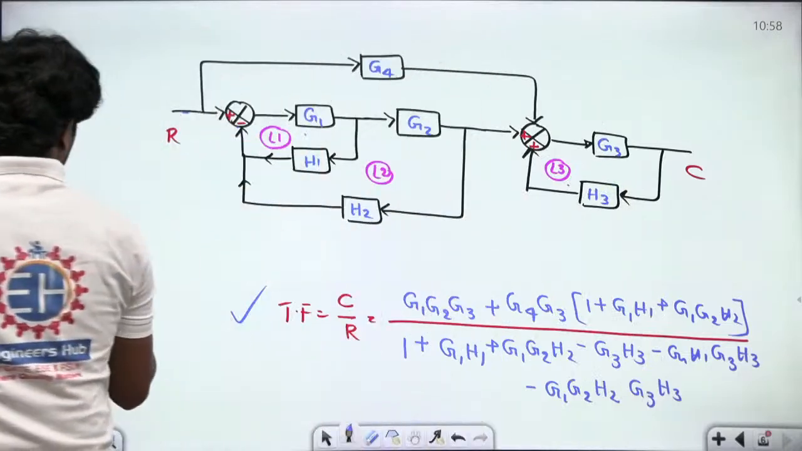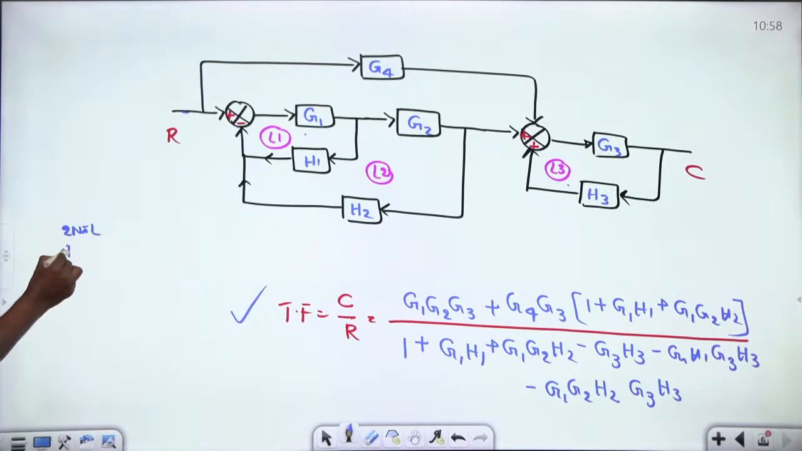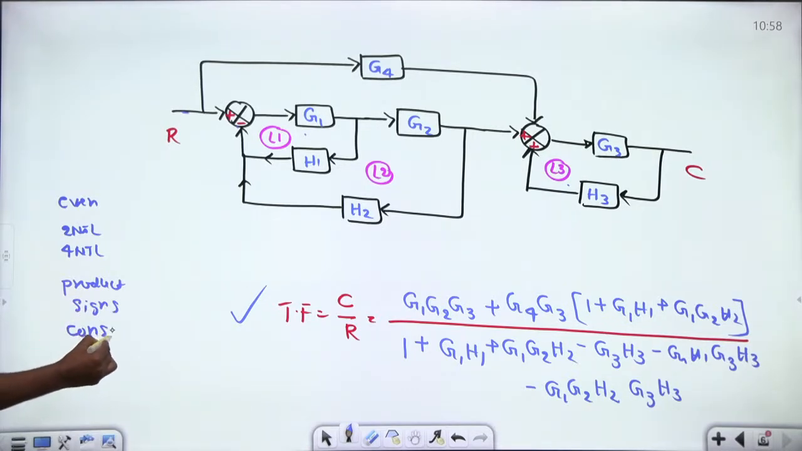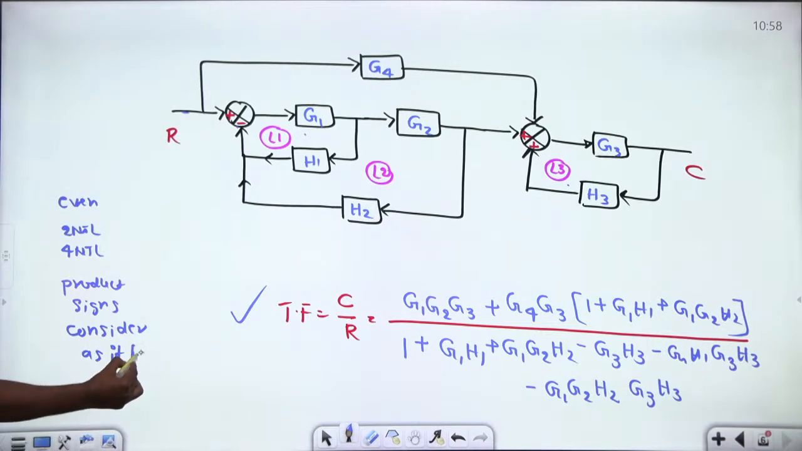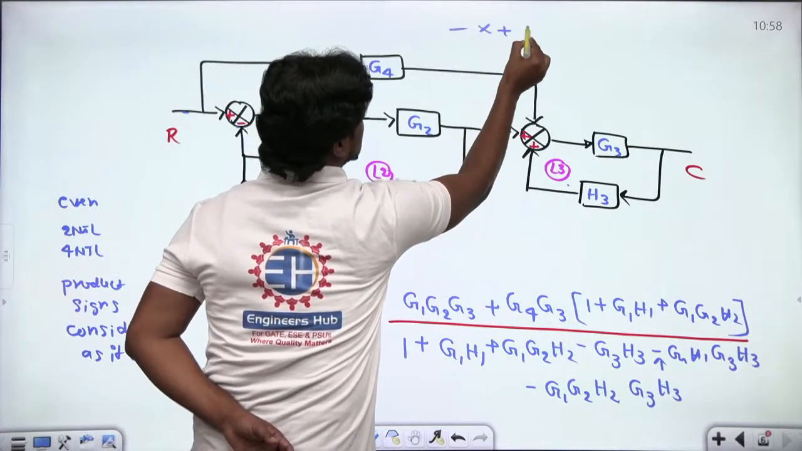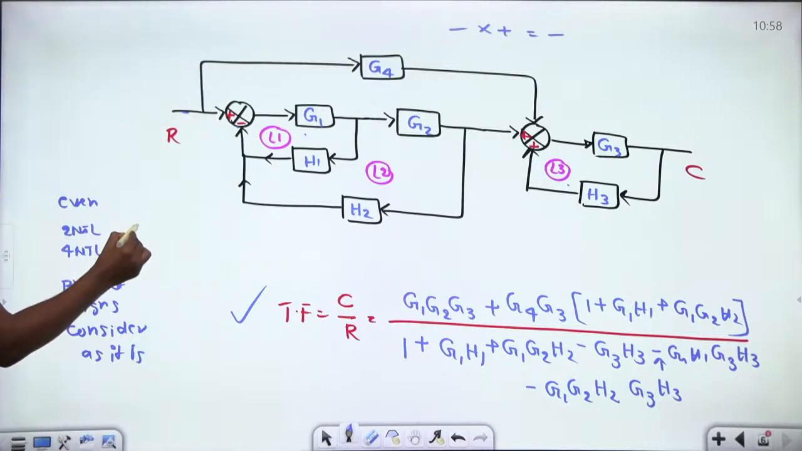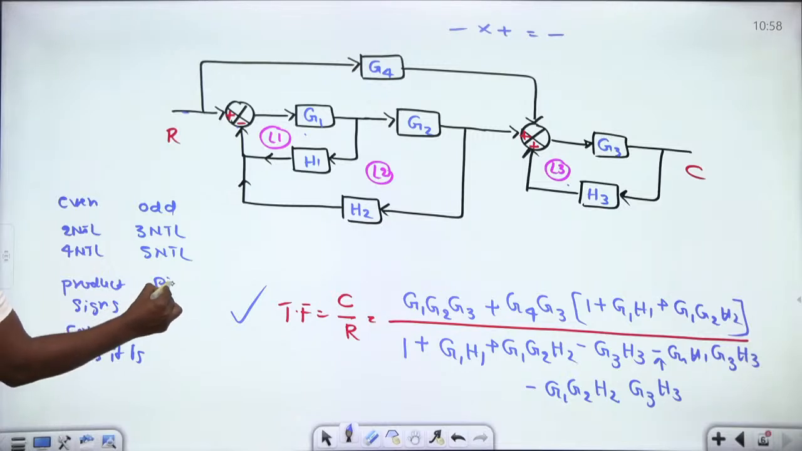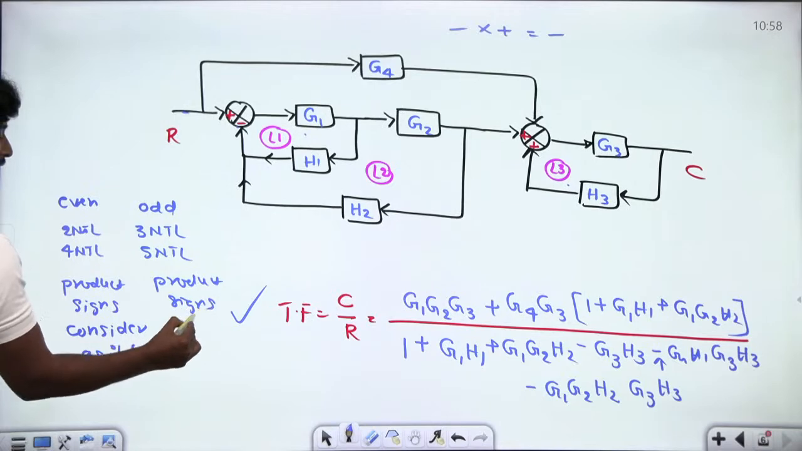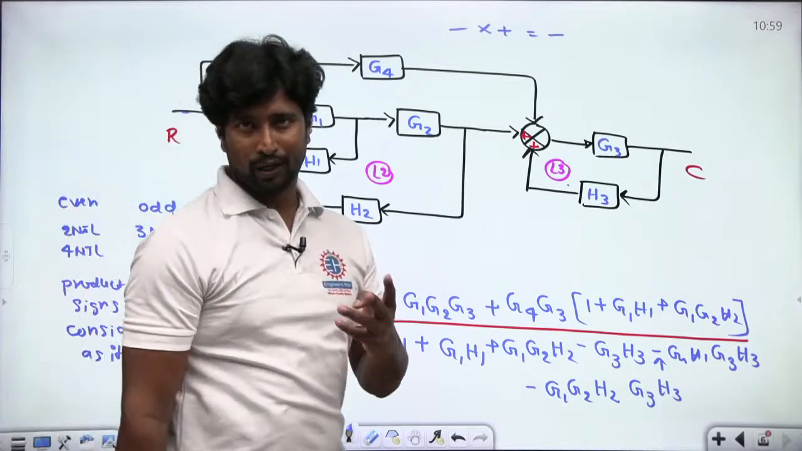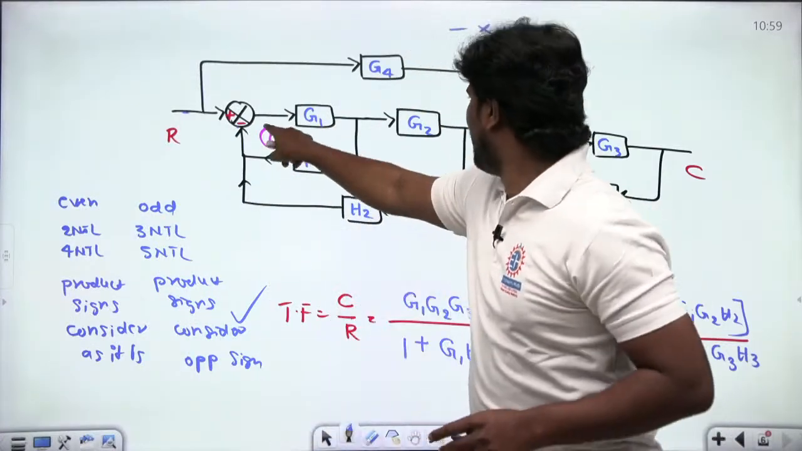Guys, carefully listen. If there are 2 non-touching loops or 4 non-touching loops, like that even numbers, the product sign, consider as it is. Check once: here, how do we get the sign? Minus into plus, the resultant is minus, and I consider it as it is. If there are 3 non-touching loops or 5 non-touching loops, that means an odd number, the product sign, consider the opposite sign. Remember carefully. For 2 or 4, even number, multiply and consider the same sign. Like this one, minus into plus, minus as usual.